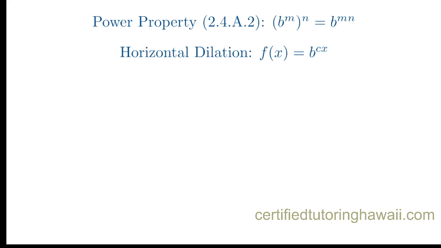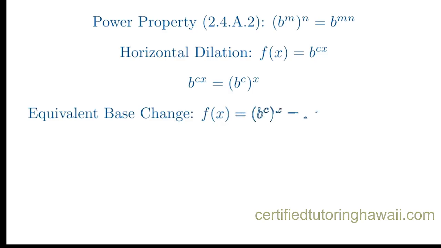The exponent c times x can be written as an inner exponent of c and an outer exponent of x. So, using the power property, b to the power of c times x is equivalent to the quantity b to the power of c, all raised to the x. Let's call this new quantity b to the c our new base, which we'll call a. Our function now takes the form a to the x.